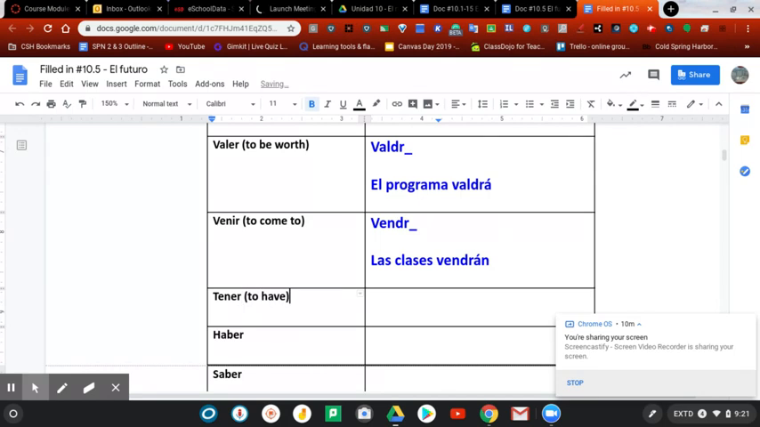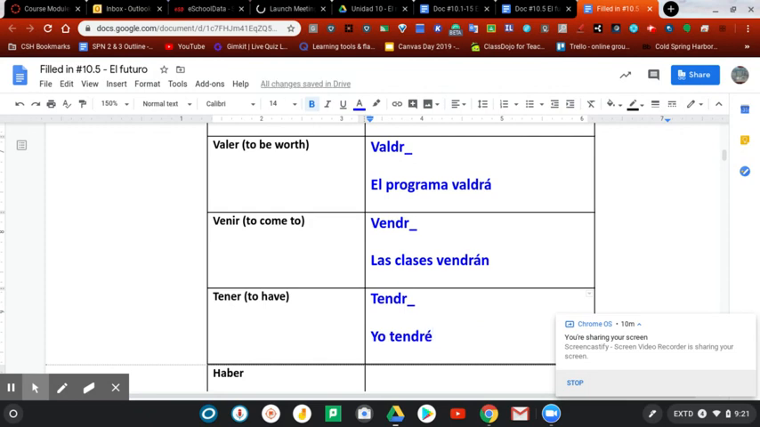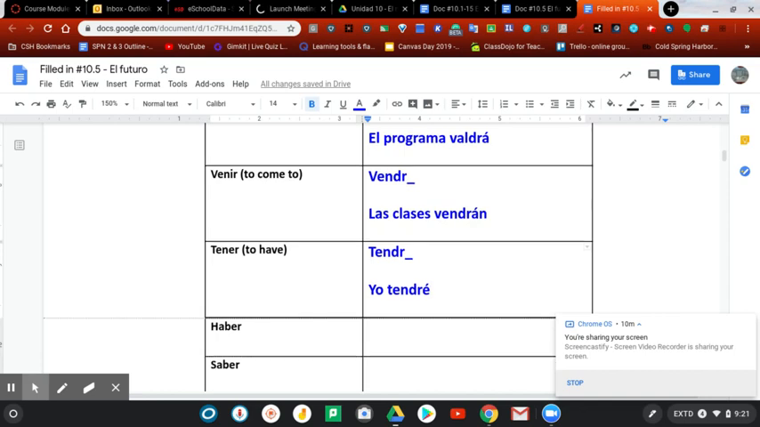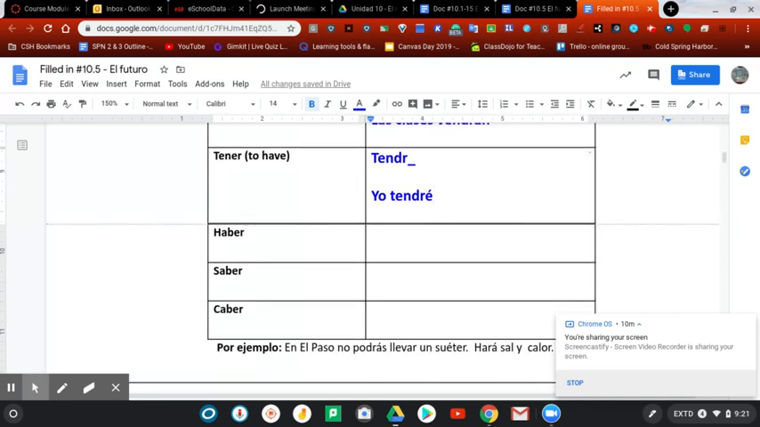Tener, to have, goes to tendr. Yo tendré, I will have. And again, we don't need to put the subject pronoun because that é ending is specific to the yo form. It's not like the imperfect where the yo form and the usted form had the exact same endings. Haber, this is to have, but it's a little bit different. It's to have in the sense of will have done something. So we get habr. Don't worry about this one too much. I know we really use tener to have, but this is something like I will have done.